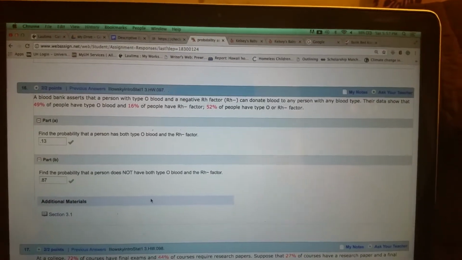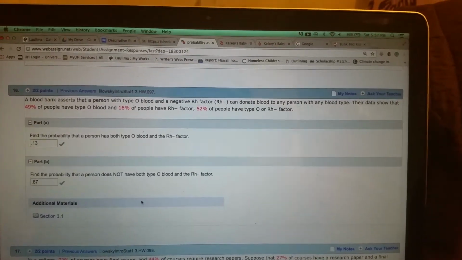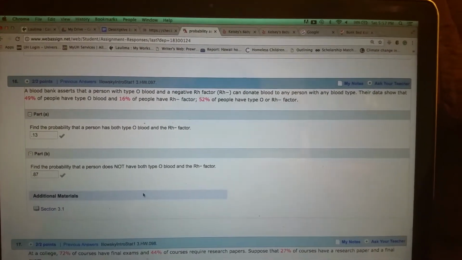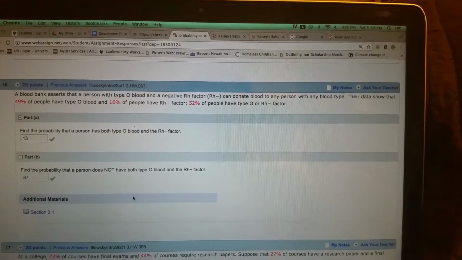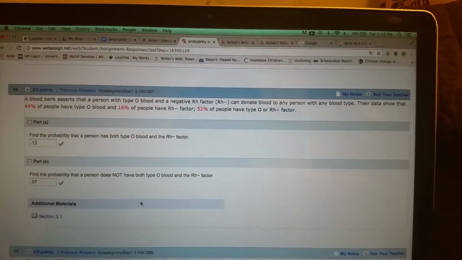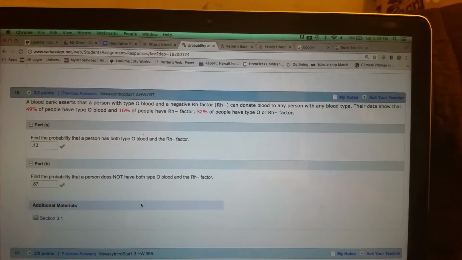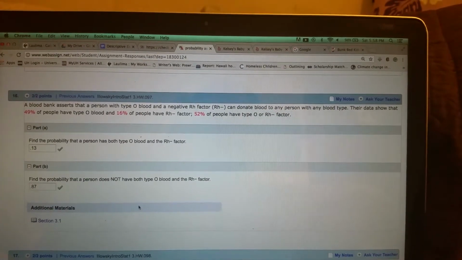Okay, again, we're working on probability assignment 2 for Math 115. We're continuing on with question 16. A blood bank asserts that a person with type O blood and a negative Rh factor can donate blood to any person with any blood type.